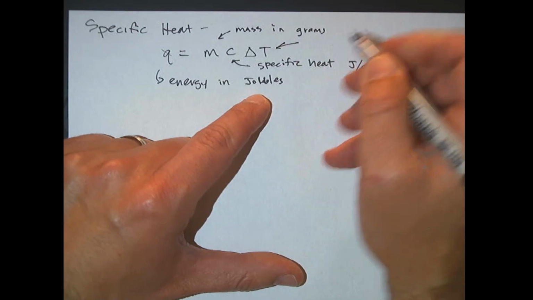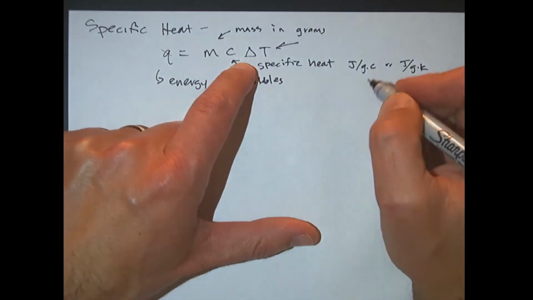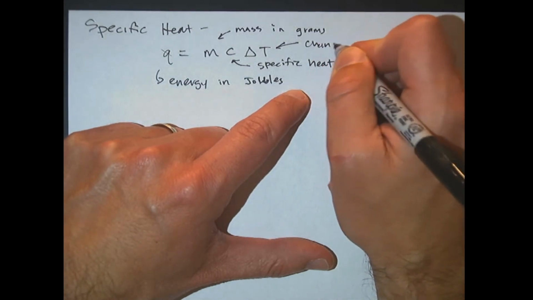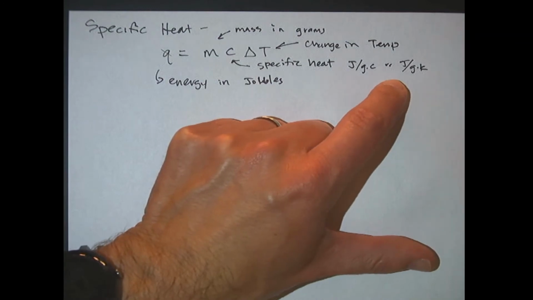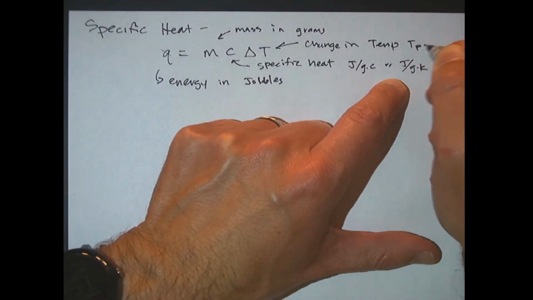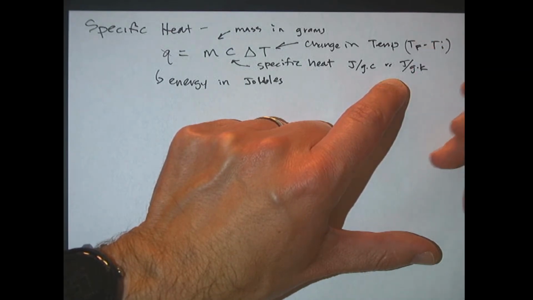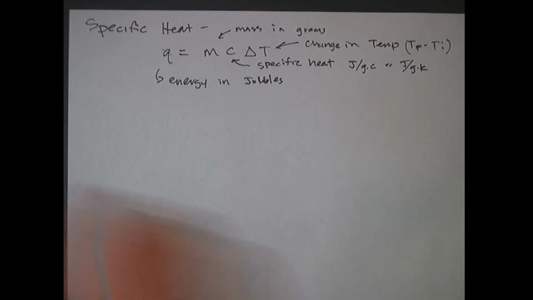And then delta T is change in temperature. Delta means change and T means temperature. So this is one variable. Count it as one thing. Change in temp. And you can measure it either in Kelvin or Celsius. But another way of writing it is final temp minus initial temp. Means the exact same thing. Change in temperature. So that's specific heat. That's the equation. Q equals mc delta T. In this class, you don't need to memorize any equations. You'll always have them for you, but this is a good one to know because you use it a lot.